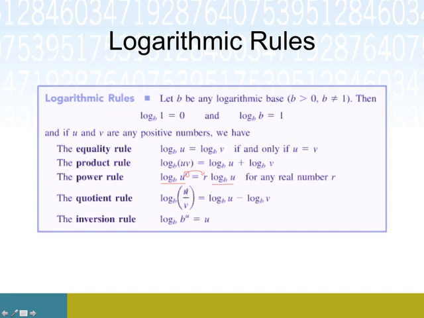Quotient rule works the same way. The log of some quotient is the same as the difference of those logs. So u on top, so that one is first, and then subtracted log of the bottom.